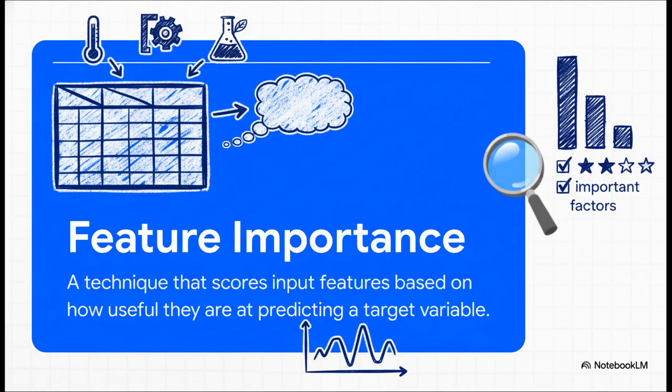Okay, so we've built a model, but how do we understand what it's thinking? For that, we use a cool technique called feature importance. It's basically like asking the model, hey, of all the ingredients you looked at, the temperature, the pressure, the catalyst type, which ones were the most useful for predicting the final result? And it spits out a ranked list of our most influential factors.